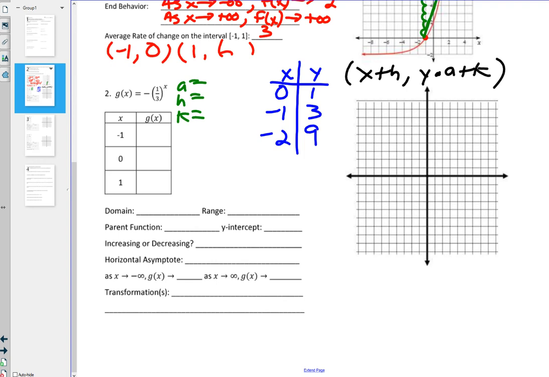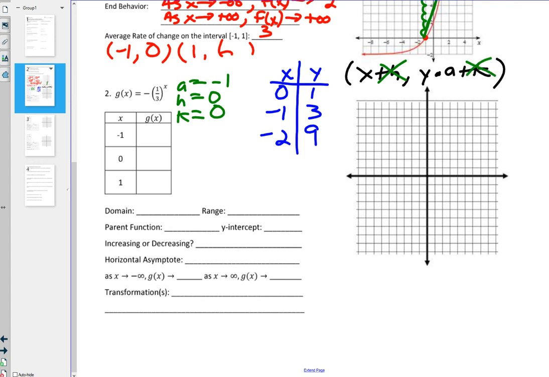No, 1/3 is the base. What's in front of that? Negative 1. Brandon will stick with you. What's the h there? No h. There is no h. Nothing's being subtracted with the x. And what's k? There's also no k. So on the formula for this particular one, we can ignore the h, we can ignore the k.